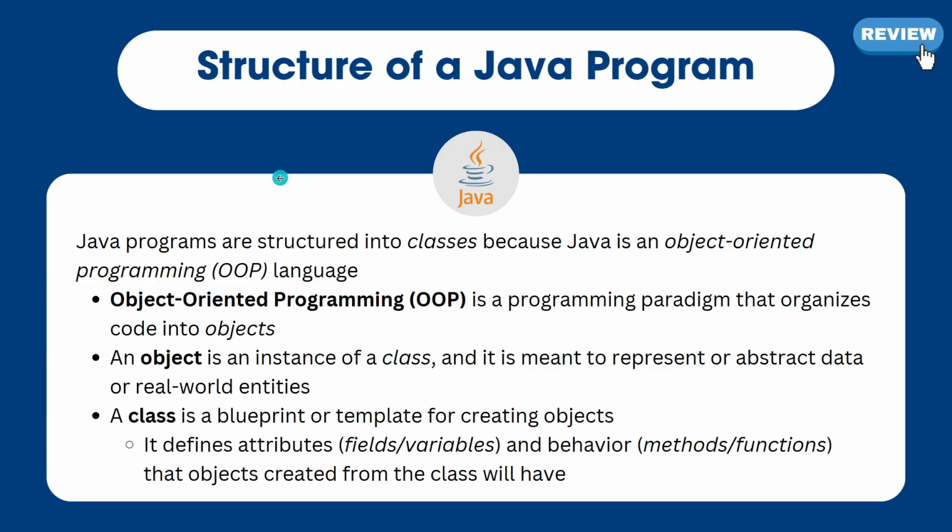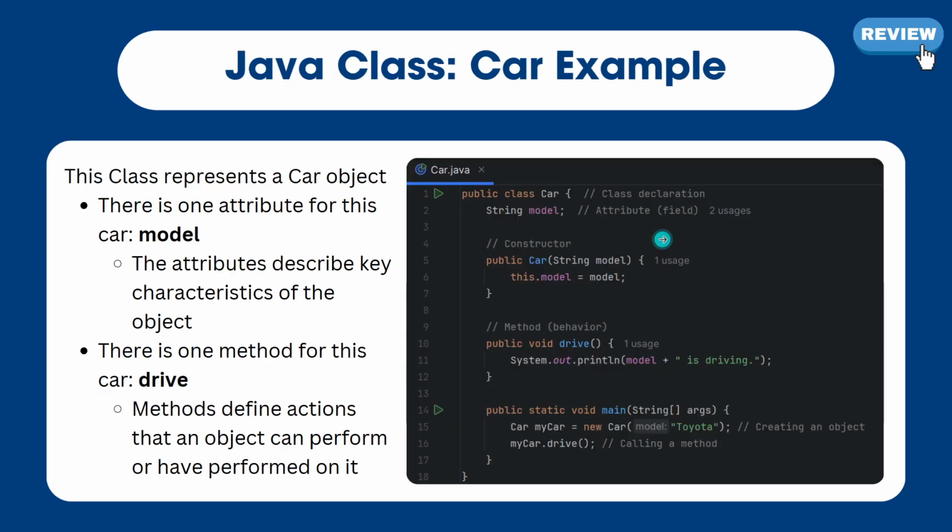We've been talking about this since the beginning of class, right? A Java program is built and structured into classes because Java is an object-oriented programming language. We represent things in real life as objects, and then those classes are blueprints for those objects.